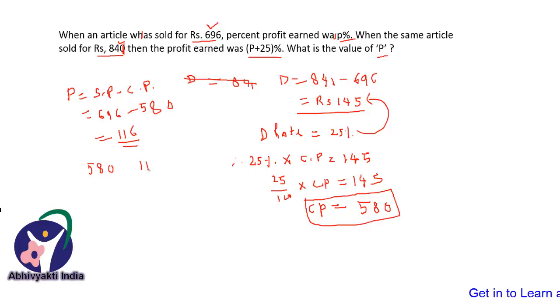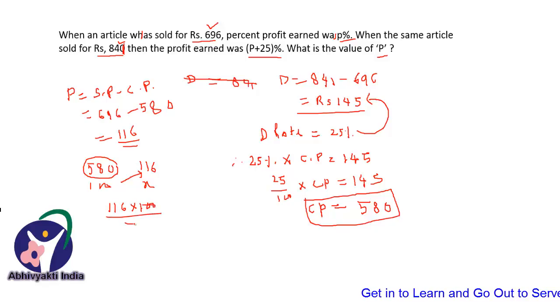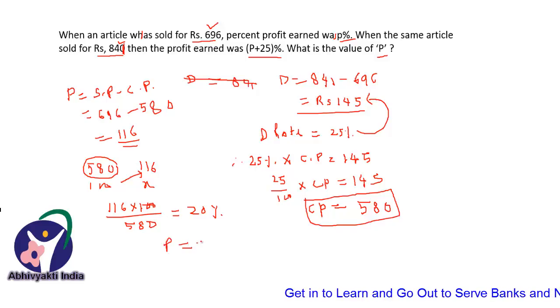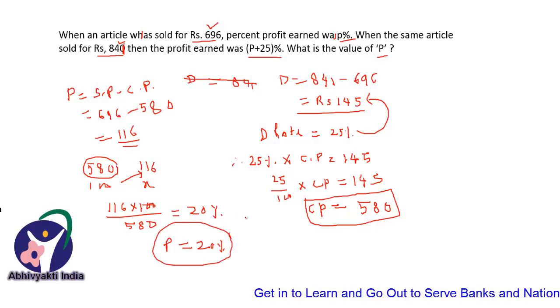the profit is 116. So for 100 rupees, what will be the profit? So we cross multiply these two and divide it by the first. So it is 116 multiplied by 100 divided by 580. And if you solve, you will get 20%. And therefore the value of P is equal to 20%. This is the profit percent.